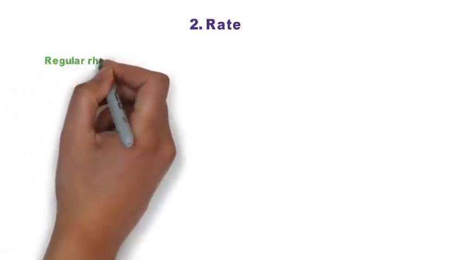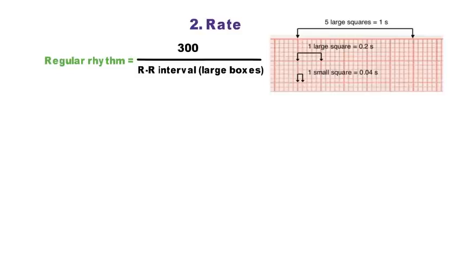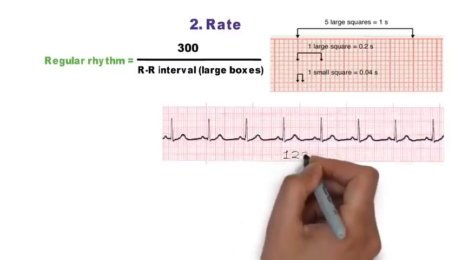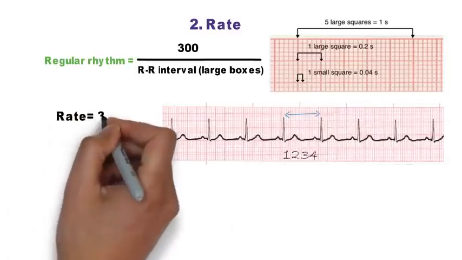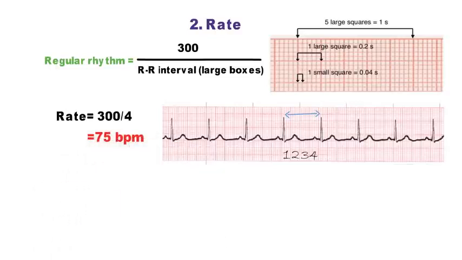Step 2 is to calculate heart rate from an ECG. If the rhythm is regular, heart rate is calculated by 300 divided by the number of large boxes between RR intervals. And this is an ECG graph paper. If the speed or calibration of the ECG machine is 25 mm per second, then one small square corresponds to 0.04 second and one big square to 0.2 second. So 5 large squares is equal to 1 second. Now in this normal sinus rhythm ECG, there are 4 large boxes between RR intervals. So the rate will be 300 divided by 4, which comes out to be 75 beats per minute.